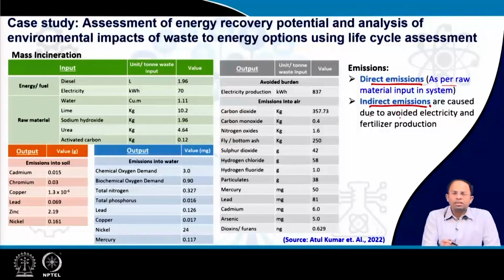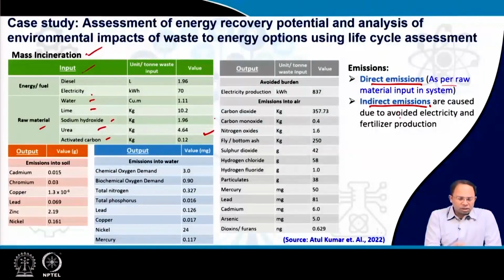So, these tables show the inputs for mass incineration. Similarly, this is done for all the different technologies: incineration, aerobic digestion, landfill with gas recovery and so on. For each of these, we are determining what the inputs are. Over here, you can see the energy and the raw material inputs. Diesel and electricity are the inputs for mass incineration. Also, water, lime, sodium hydroxide, urea, activated carbon; these are the material inputs. These are some of the reagents that we use. So, what is their value, quantity and all.